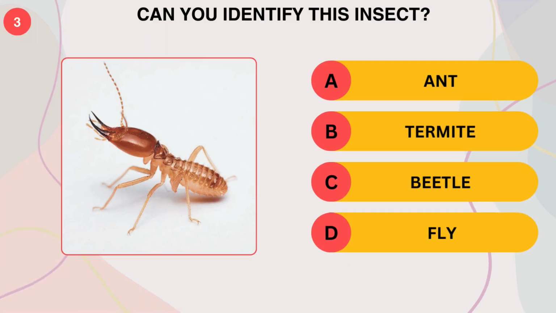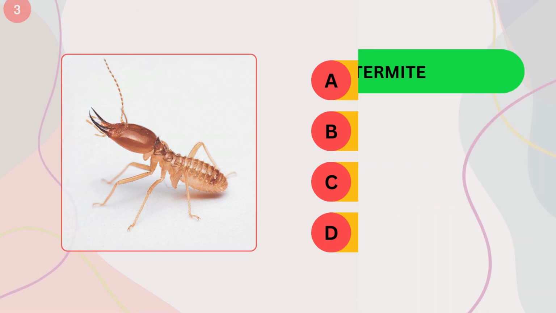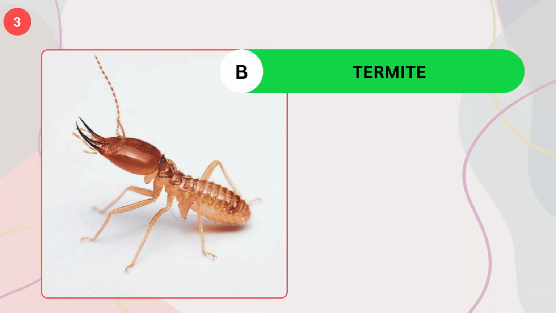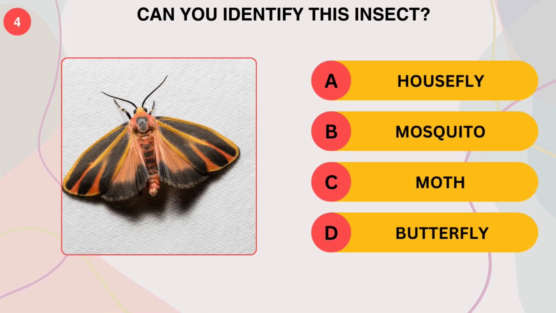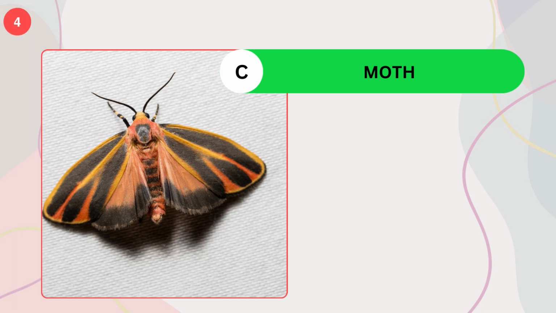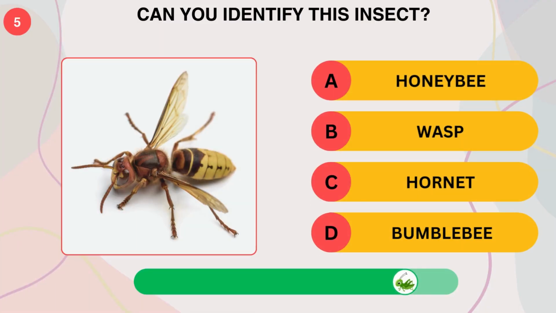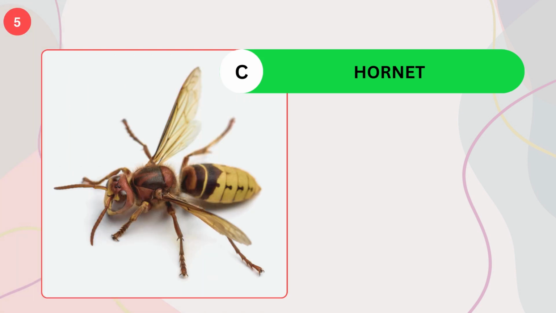Recognize this insect. Option B, termite. Identify the insect in this picture. Option C, moth. Can you name this insect? Hornet.